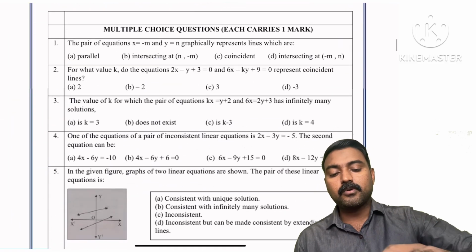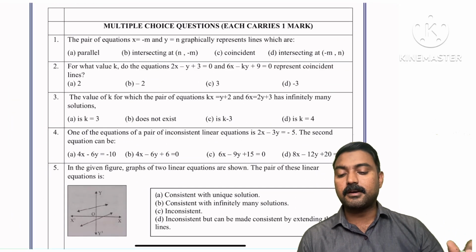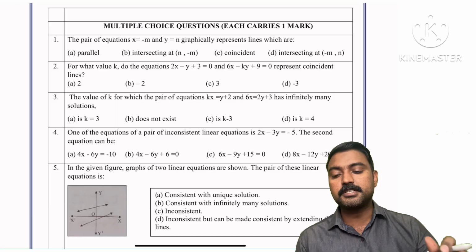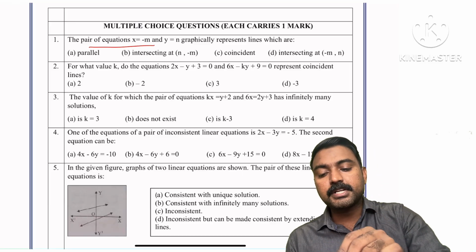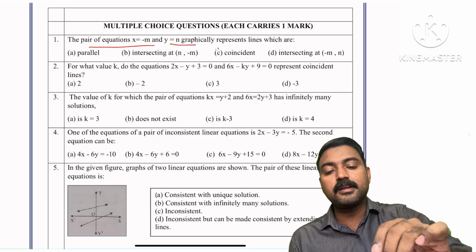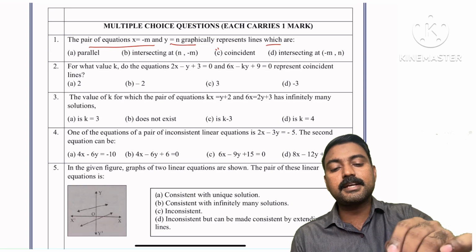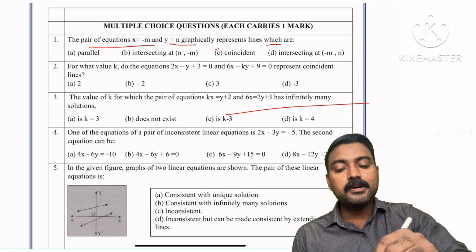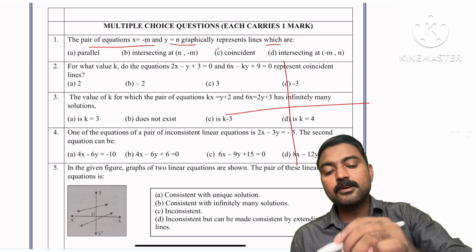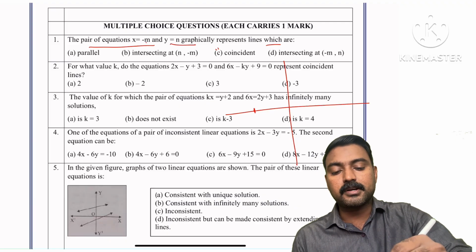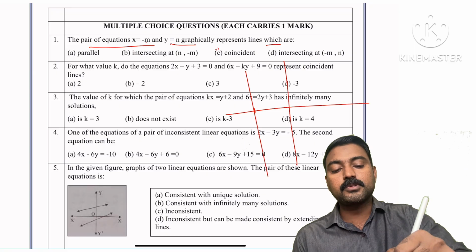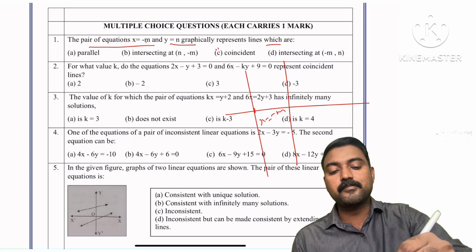So these are the main points we need to study from the chapter, and also we need to study the substitution method and elimination method. Now you can see that the pair of equations x is equal to minus m, y is equal to n graphically represent lines which are intersecting. Because if you draw a graph, x is equal to minus m means it's on the negative part. X is always equal to minus m, so this will be that line.